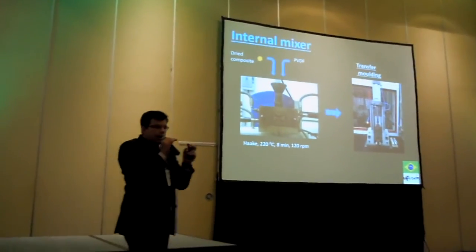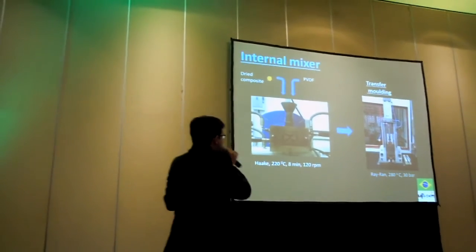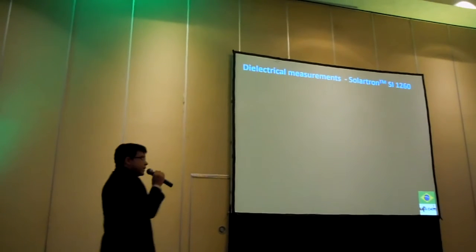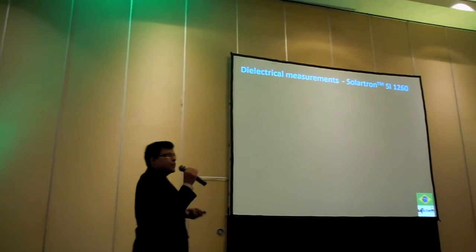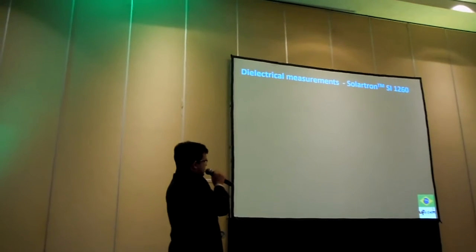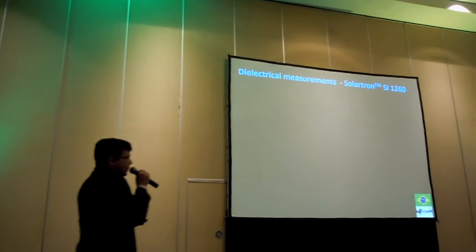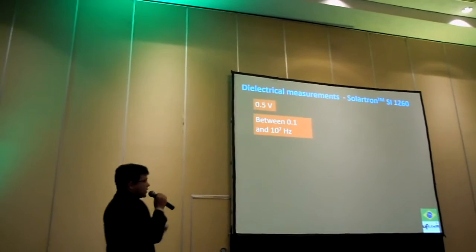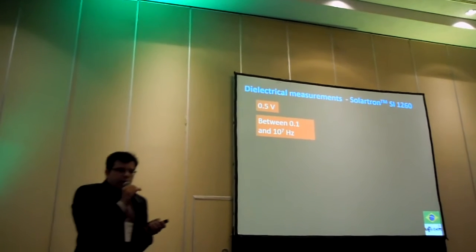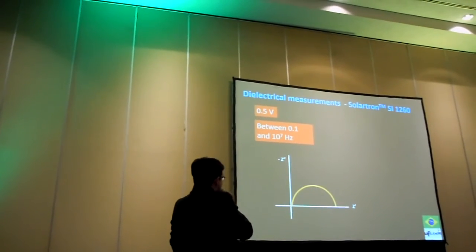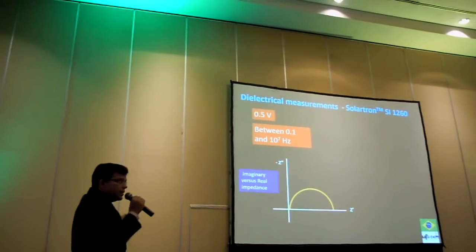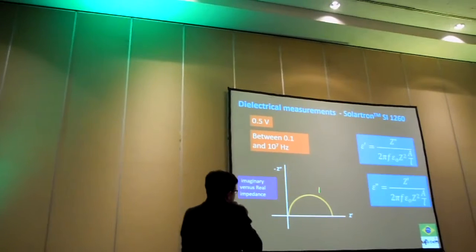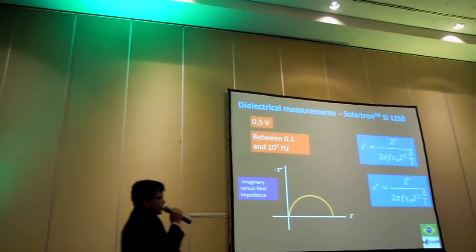The samples were cut in little pieces to make the dielectric measurements. These are the conditions of molding. And with the small pieces, we made the dielectric measurements. They were done in a Solartron, this model, in these conditions, 0.5 volts, in this range of frequency. It is important to remember the equipment gives us the impedance, and then the impedance must be converted into dielectric permittivity, real and imaginary.